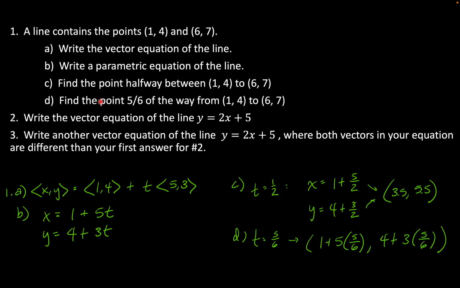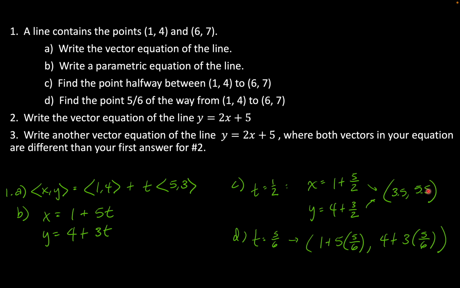If I was to find the point that is halfway between those two, that is just the midpoint. I could find the average of them. (1 plus 6) over 2 is 3.5. (4 plus 7) over 2 is 5.5. But I can also use the way I set up my parametric equation, where I got (1, 4) for t equals 0, and (6, 7) for t equals 1. So if I plug in 1/2, I will get exactly halfway between these 2 points. That's 1 plus 5 over 2, and 4 plus 3 over 2, which makes my 3.5 and 5.5.